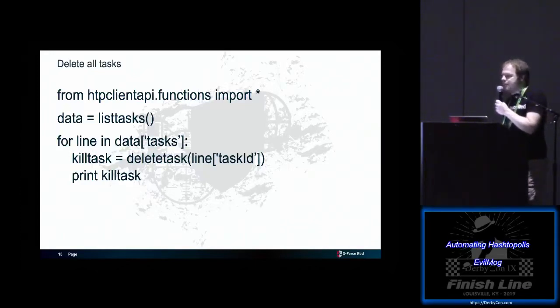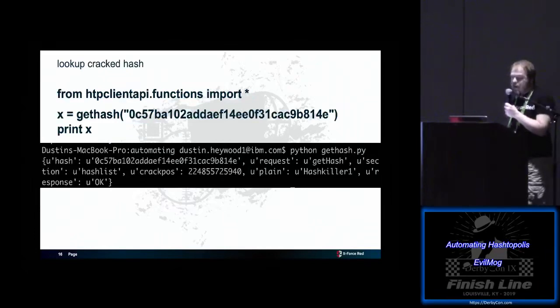This saves me so much time during the Crack the Hash competition when our entire team in Europe screws up our instance and we have to clear them all out. This one will save you some good time. So you can do things like deleting all the tasks. You can create a hash lookup function, so you can make your own little private hash lookup server with a quick little get hash API. It'll return back the hash list, its cracked position, which is one of my feature requests, the actual plaintext for it, and give you a quick OK.